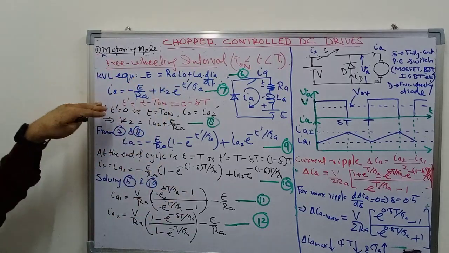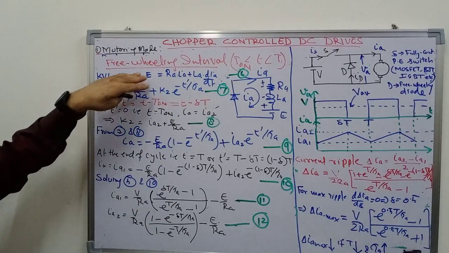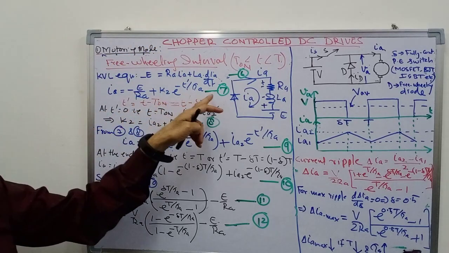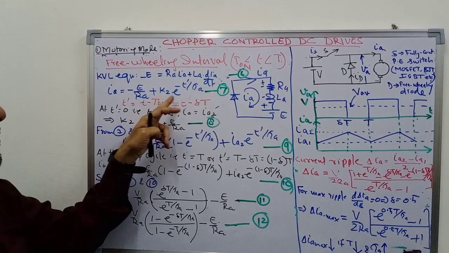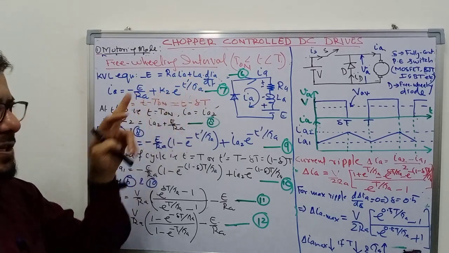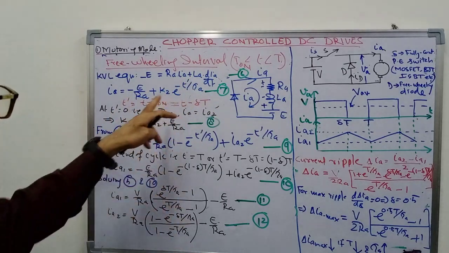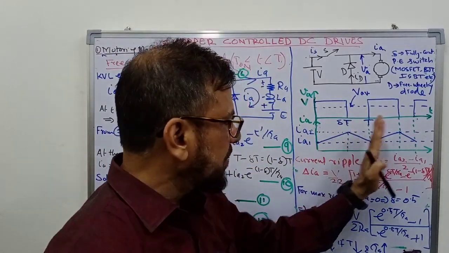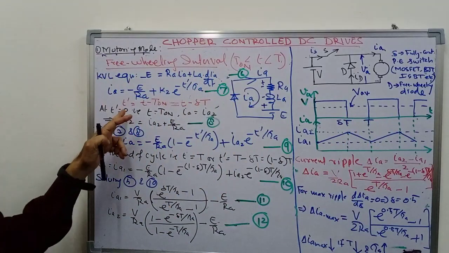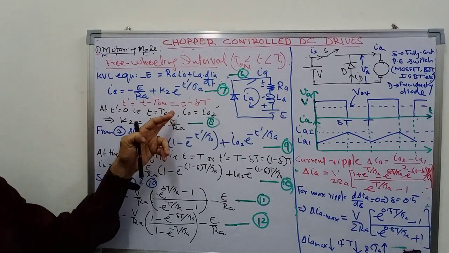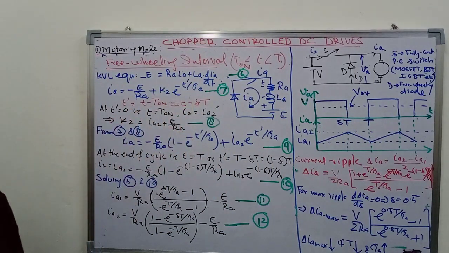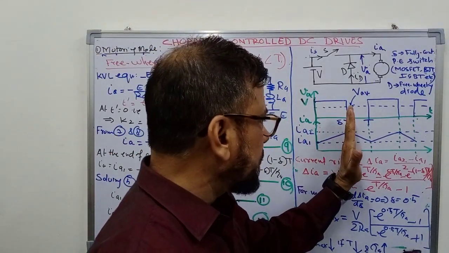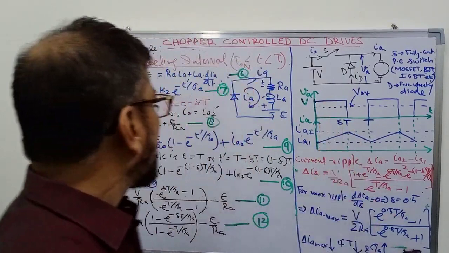So the solution of this equation, Ia, will be equal to the steady state term, voltage upon the resistance, plus the transient term K2 e to the power minus t' upon tau a. So t' I have taken from this interval, that is from this point of time. So t' you can write as t minus Ton, that is t minus delta T. So the reference of t' is from this point. So at this point t' is equal to 0.